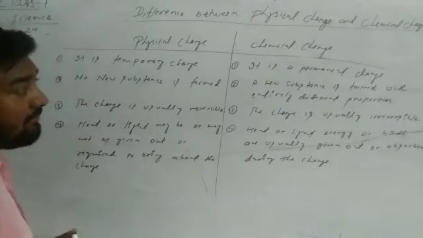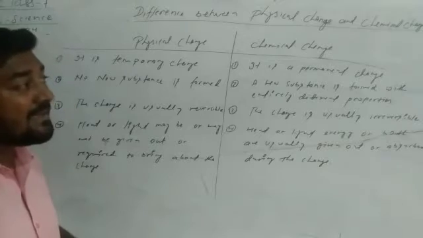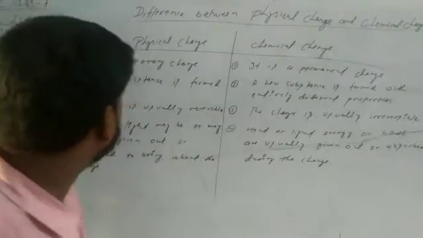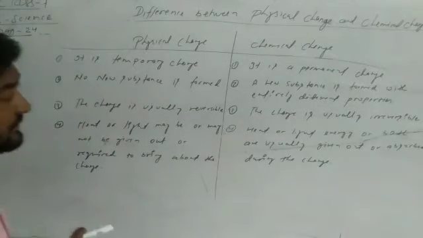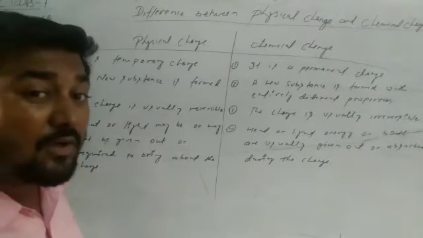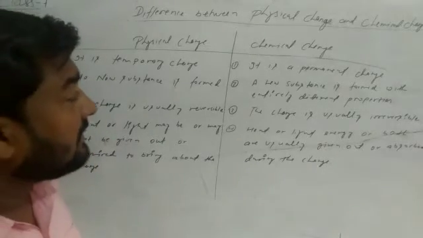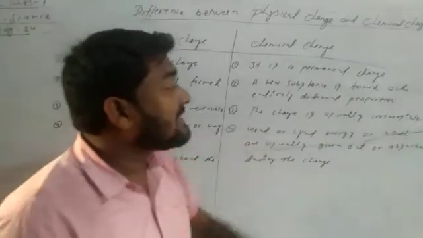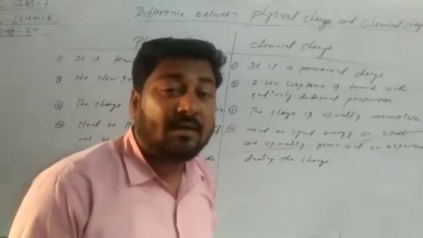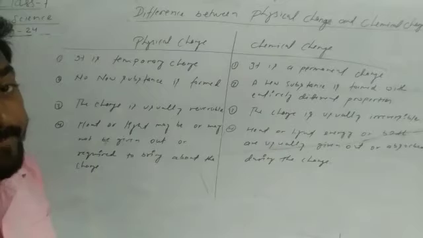But chemical change means it is a permanent change. It can't be reversed. In physical change, no new substance is formed. But in chemical change, a new substance is formed with entirely different properties.